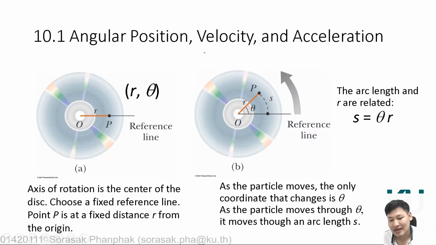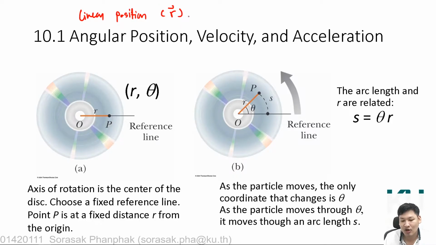So what are the angular position, angular velocity, and angular acceleration? You may already be used to linear position, which is any position. You can write it as a position vector, or just r. The linear velocity is the vector of the speed that you learned about, and acceleration in linear motion we write down like this.